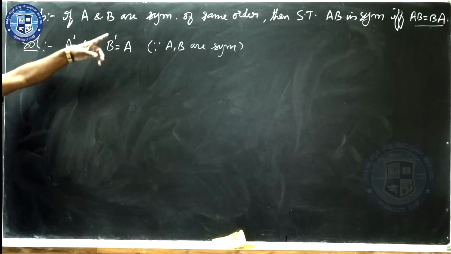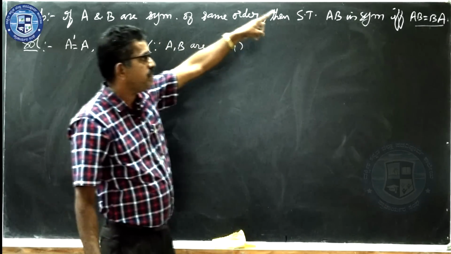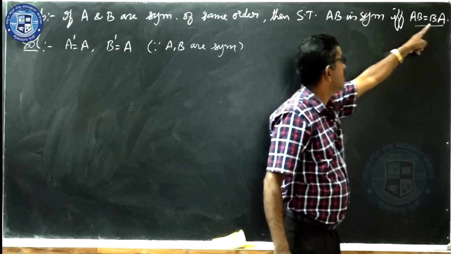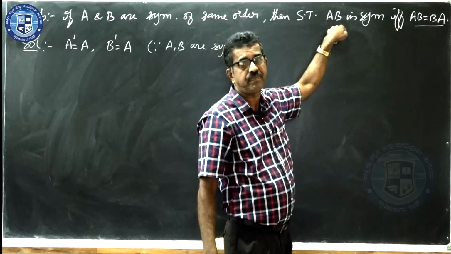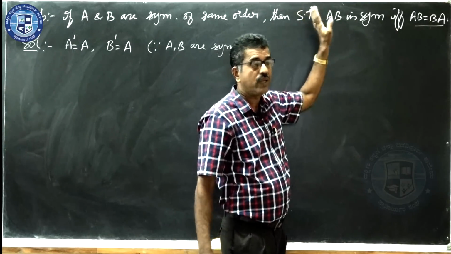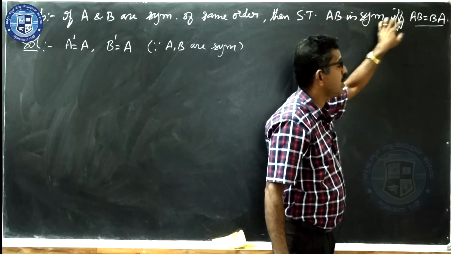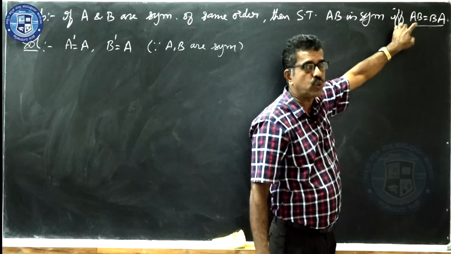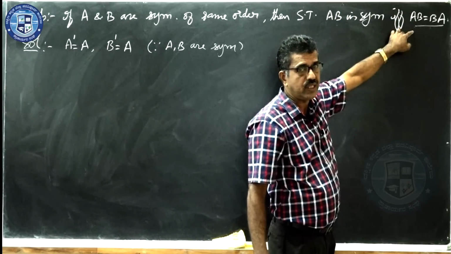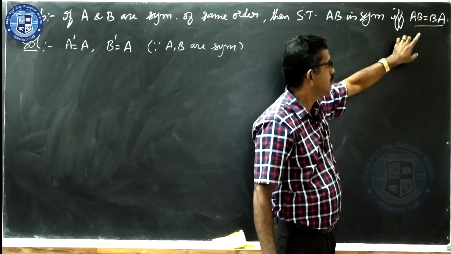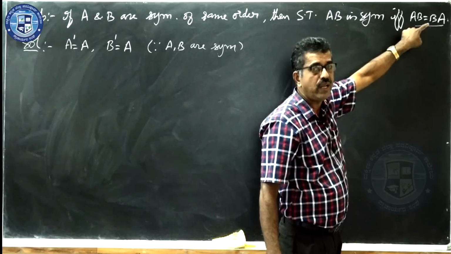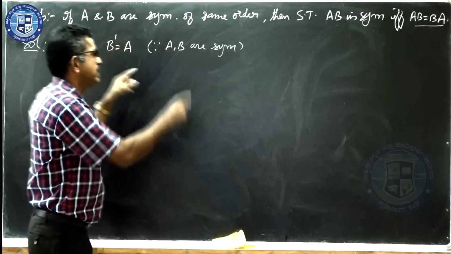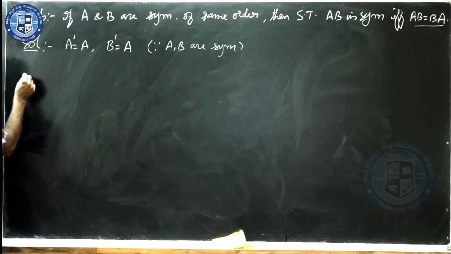Now, in order to prove that AB is symmetric only when AB is equal to BA, we have to prove both cases. For X if and only if Y, whenever X is true, we have to prove that Y is true. It is bidirectional. Whenever Y is true, you have to prove X is also true. So, let me begin.